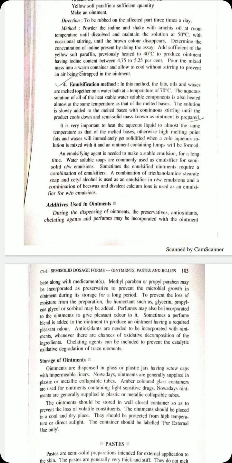So what are the additives we use in ointment preparation? We use additives like preservatives, antioxidant, chelating agent, perfumes. Methyl paraben and propyl paraben are mainly used in all preparations as preservatives.